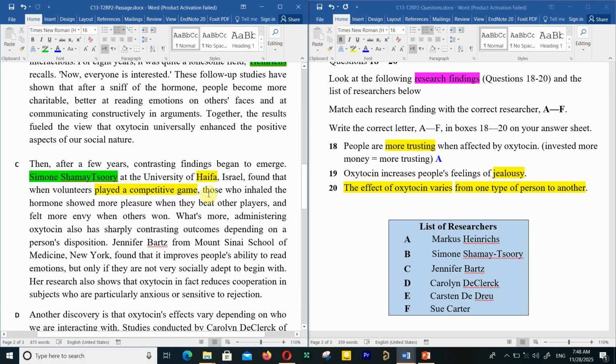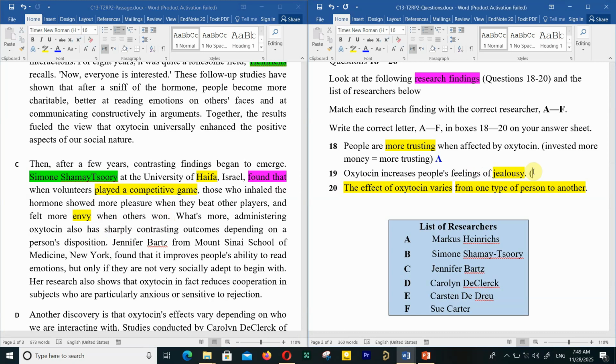Simon at the University of Haifa, found that. You see, found that. When volunteers played the competition, those who inhaled the hormone showed more pleasure when they beat other players and felt more envy. It's completely obvious what the answer is when others won. So it's about jealousy, feelings of jealousy. Jealousy means envy. So this one is B.